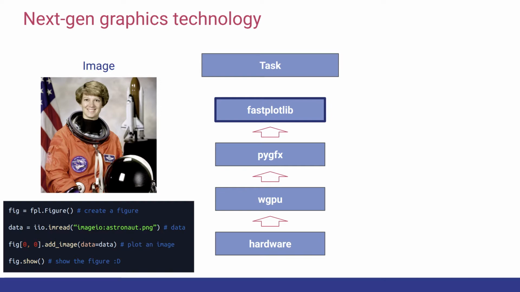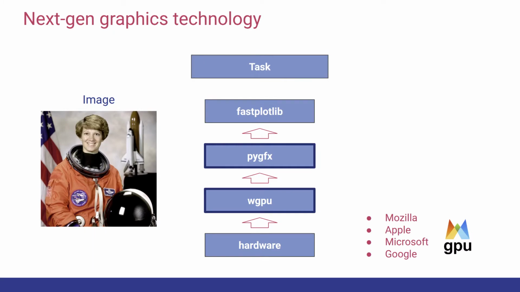You define a figure, you have your data, you add your data to the figure as an image, and then you show the figure. The reason we built fastplotlib is to fulfill this need: we're scientists, we want to focus on our data. At the lower layers of abstraction that I'm going to go through, it takes so many more lines of code, and you get to focus less on your data and more on the code, and as scientists, that's really not what we want. And so we're built on top of PyGfx, which is a rendering engine.